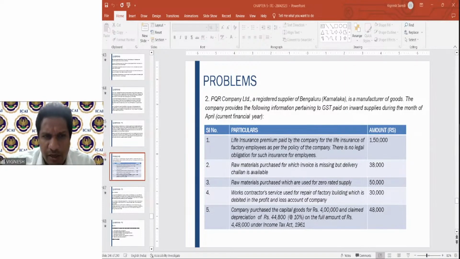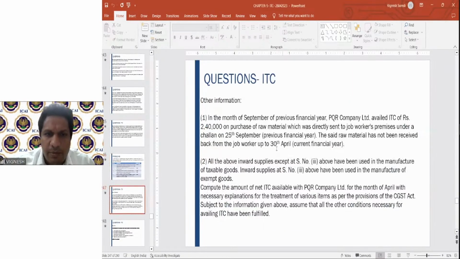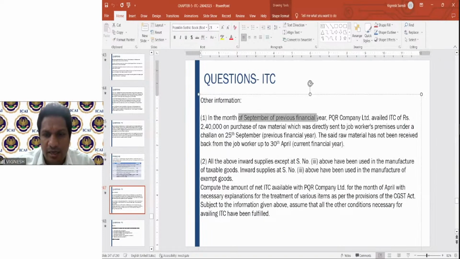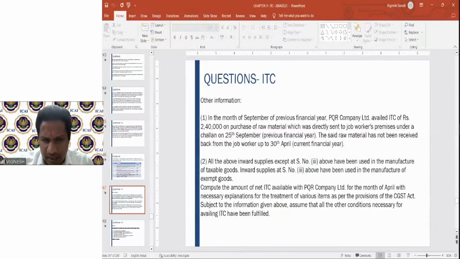Now we come to the job worker's premises. Here is what is happening in the month of September of the previous financial year. What exactly is he doing? Let us see. In the month of September of previous financial year, PQR availed ITC. So in the previous financial year, you claimed the input tax credit and sent goods to the job worker under a challan. On 25th September, he has sent them under the challan.